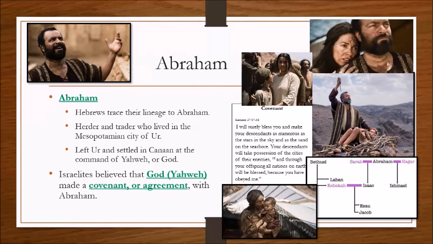So Abraham was a herder, like a sheep herder type of guy, who lived in Mesopotamia in the city of Ur. That would have been like the southeastern area that goes down to like the Arabian Sea. And he basically is going to leave Ur to settle in Canaan by the command of God. And the Israelites believe that there was an agreement between God and Abraham, and so they become followers of Abraham, and that is how the people of Israel come into existence, essentially.